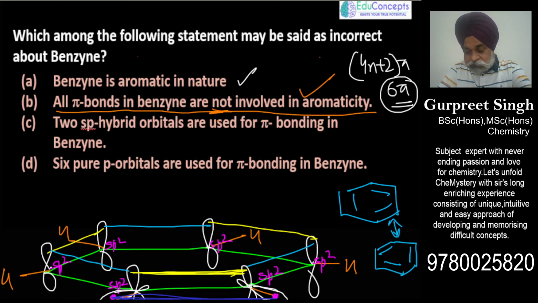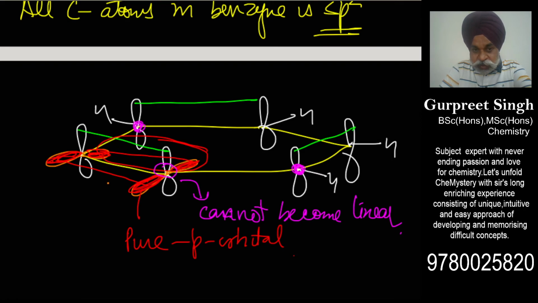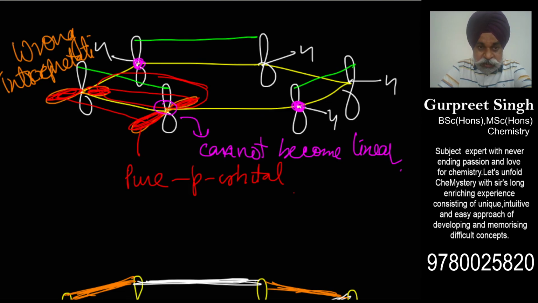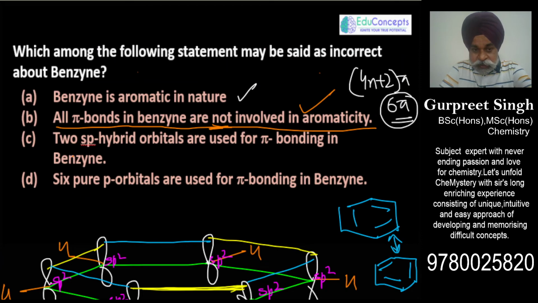This particular pi bond, which I have already referred to, is not involved in the resonance. So here I should mark it. This diagram is a wrong interpretation, which seems like this way, but actually it is not that way. Okay, what is the next? Two sp hybrid orbitals are used for... This is a wrong statement. sp2 hybrid orbitals are involved here in this particular structure of benzyne.